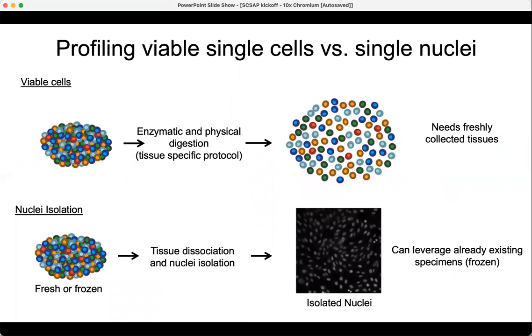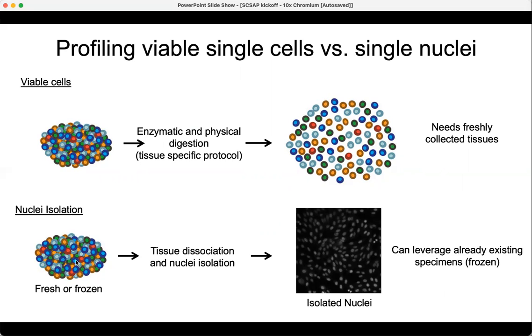One of the advantages of this Chromium technique is that we can profile both viable single cells or single nuclei. Many of you have probably tried this technique using viable cells, right? Where you have to start with a single cell suspension, and this could be a trypsinized cell culture, blood cells, or cells from a tissue which you've had to enzymatically and physically digest to generate a healthy, viable single cell suspension. Any time you're dissociating a tissue, it's going to require a tissue-specific dissociation protocol, and these require freshly collected tissues.